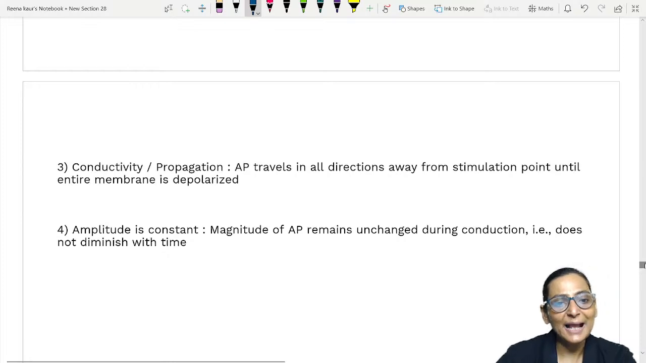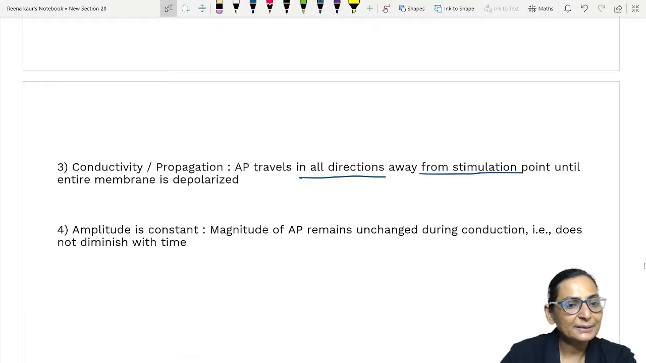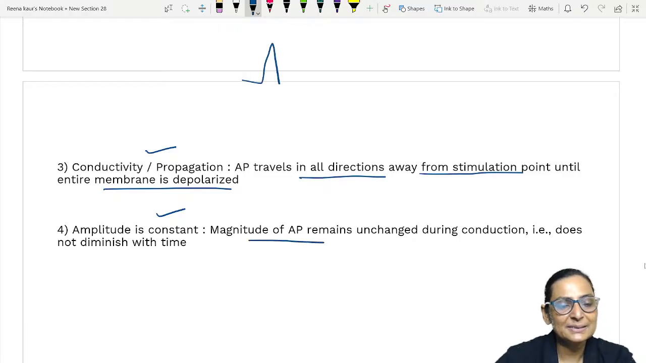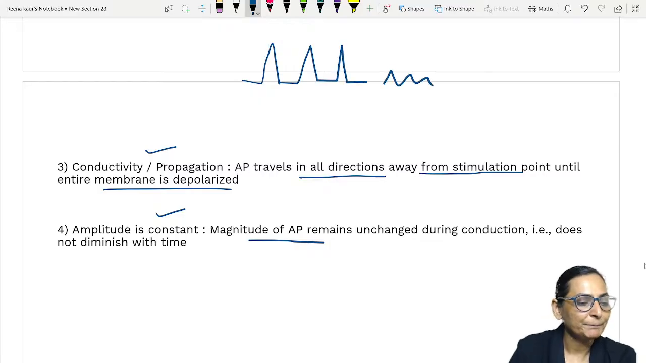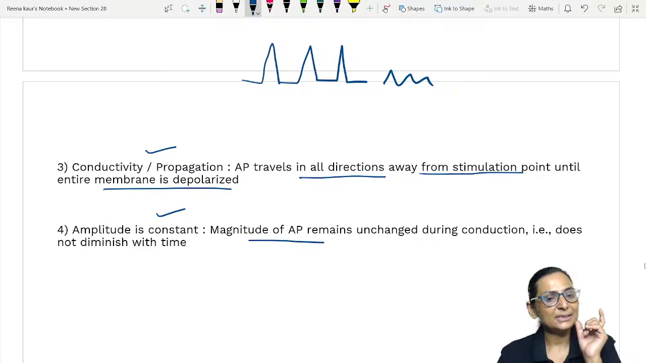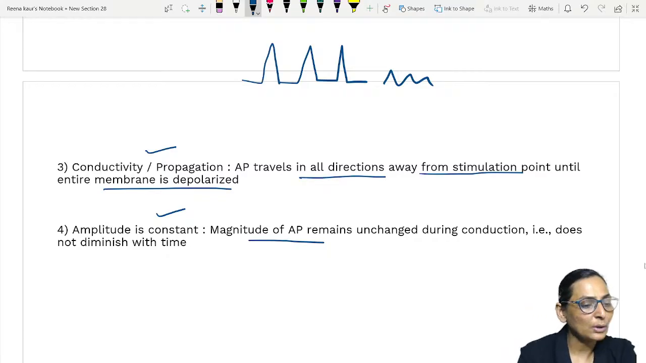Action potential travels in all directions away from the point of stimulus till the entire membrane is depolarized. So it is self-propagatory and the amplitude is constant. That means the magnitude of the action potential, if it develops like this, it will always continue like this. ऐसे छोटा छोटा नहीं होने वाला है वो. There is no change in the amplitude, which is called non-decremental.